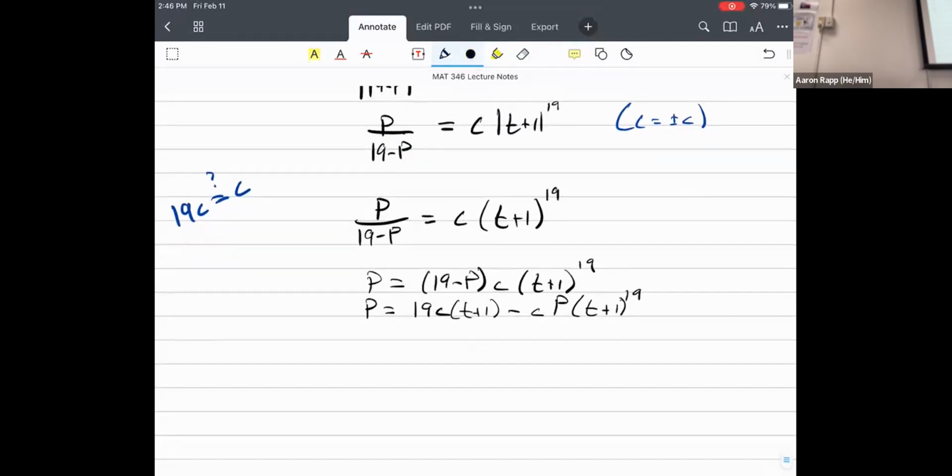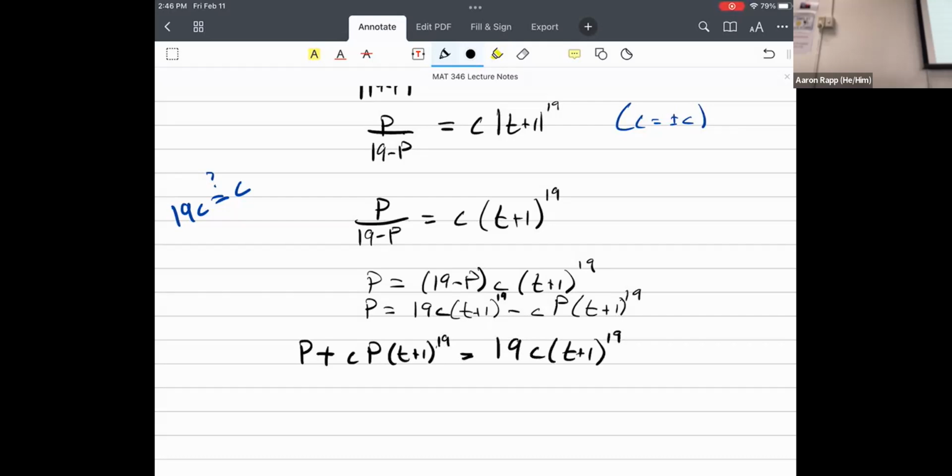And then I can move all of my p's to the same side. So this will be a p. Yeah, it should be 19 times c times t plus 1 to the 19th. So I'll get p plus a constant times p times t plus 1 to the 19th is equal to 19 times c times t plus 1 to the 19th.